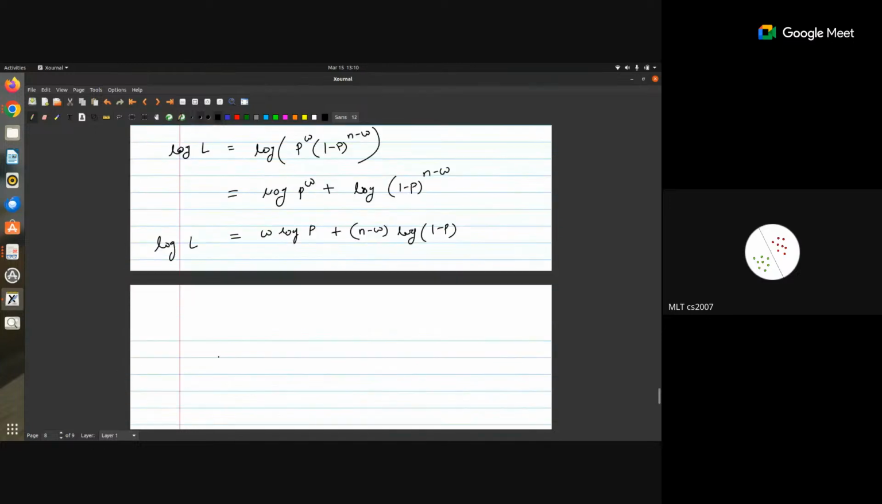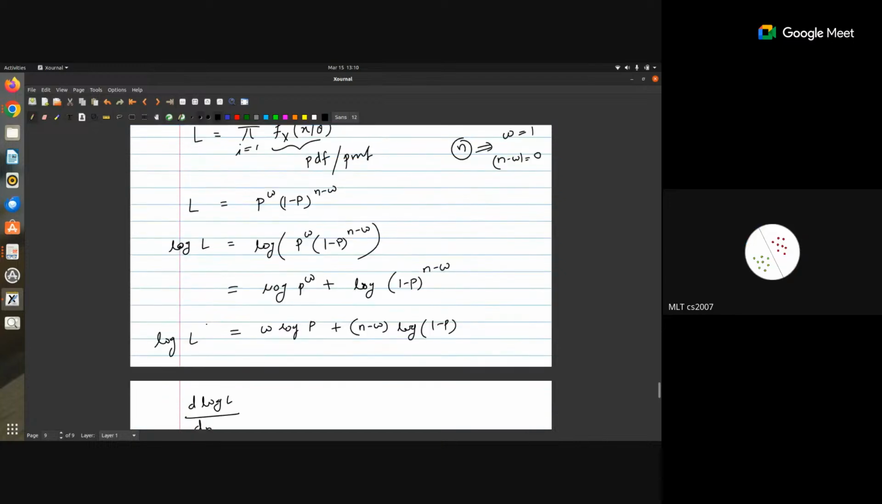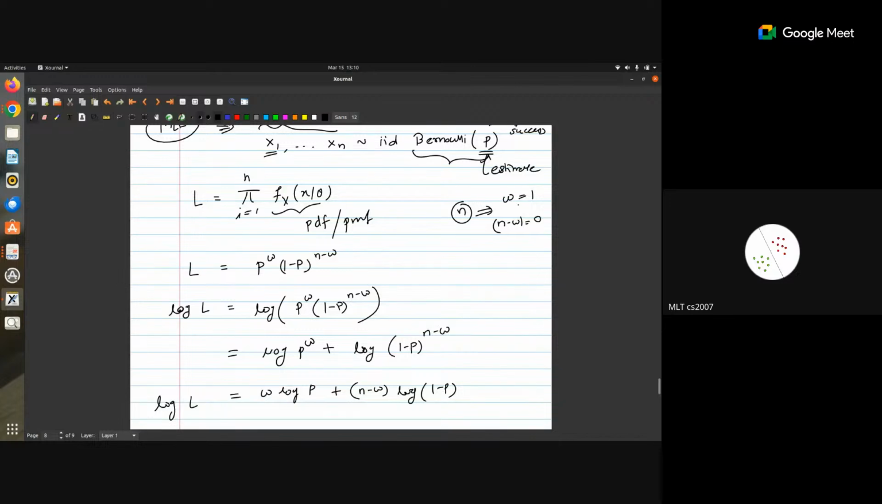What is the next procedure in this case? Either you can take the negative log likelihood and try to minimize that function, or you can just take this log likelihood and try to maximize it. And how to maximize it? Differentiate this with respect to W or P? P is the variable, right? W is the number of ones. P is the probability. W is the number of ones in the data set.